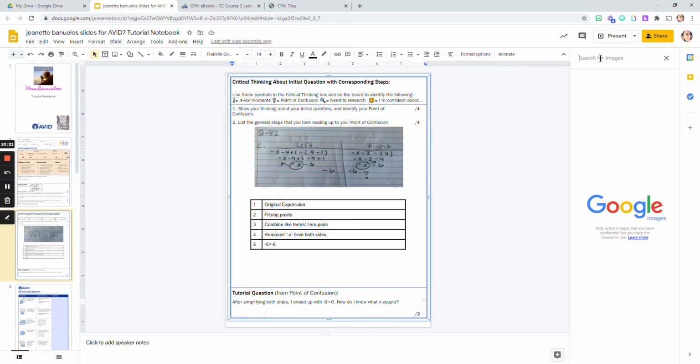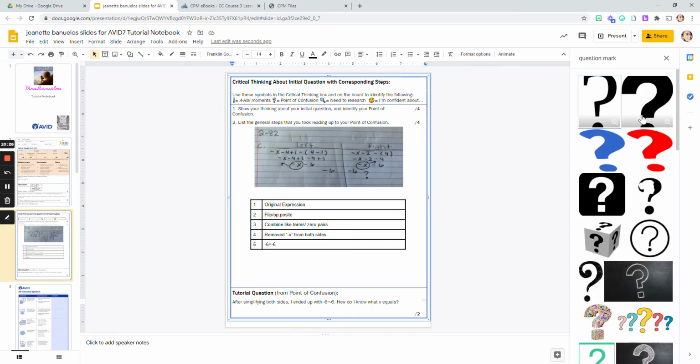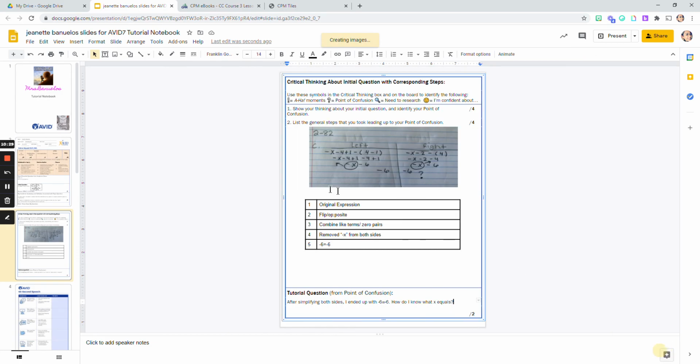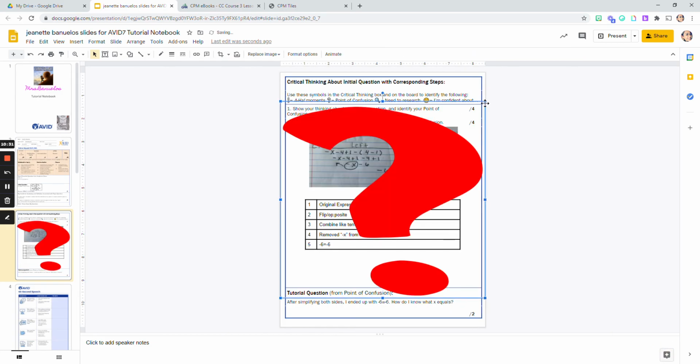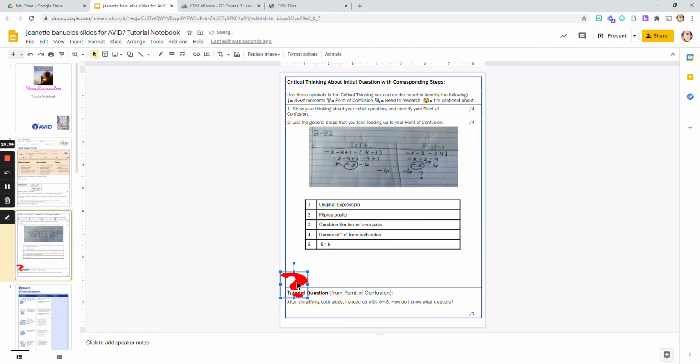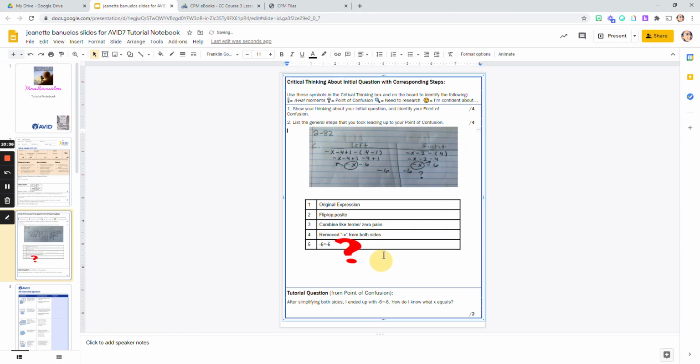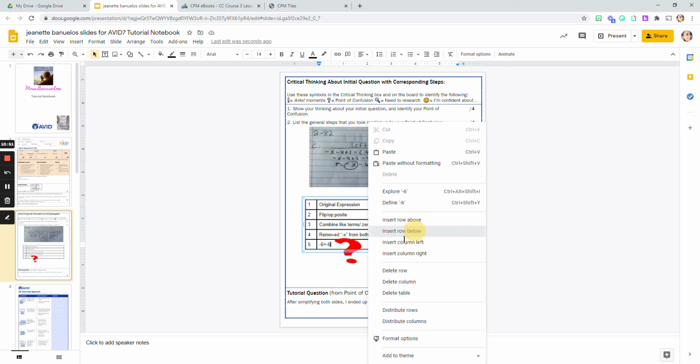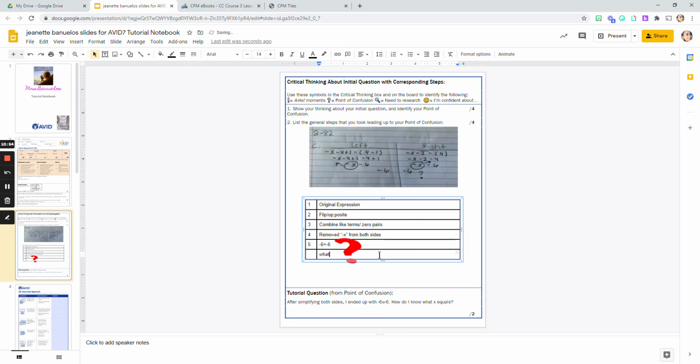If you search from the web and you insert a question mark, that way you can identify where your point of confusion is. So something like that. Make it smaller. And I'm going to put my question mark right here because this is where I'm confused. I am left with no x's and I don't know what my solution is. So I can actually add that too. So what is x? And I am confused with basically what is the solution, right?